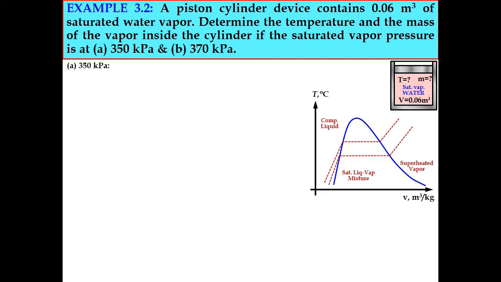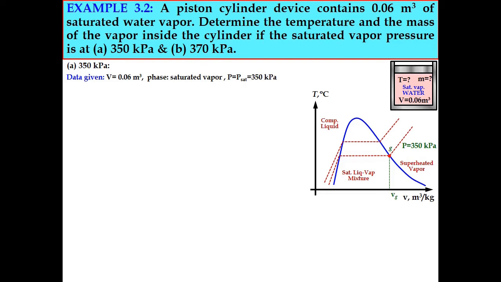Okay, question A, pressure equal to 350 kilopascal. So we refer to the first constant pressure line where P equals 350 kilopascal, and we know that the total volume of the saturated water vapor inside the cylinder is 0.06 meter cubic, and the phase is saturated vapor, and P given actually equals P saturated equal to 350 kilopascal. And the point referred to on the T-v diagram is point g, which refers to the saturated vapor state.